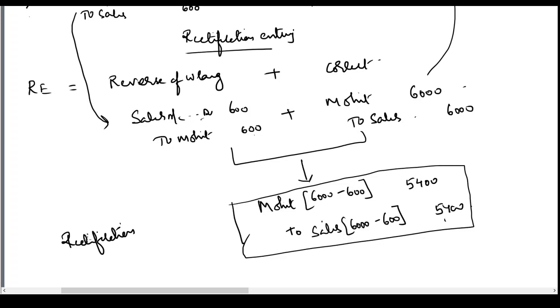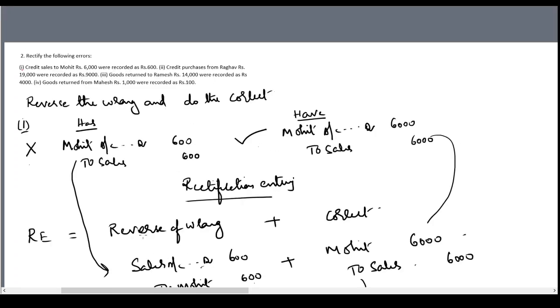Rectification entry to be passed now. Okay. Now earlier you've already recorded the entry Mohit account debit to sales 600. Now you're recording the entry Mohit account debit to sales 5400. So the debit and credit now will become equal to 6000. Okay. Now let us take up the next illustration.